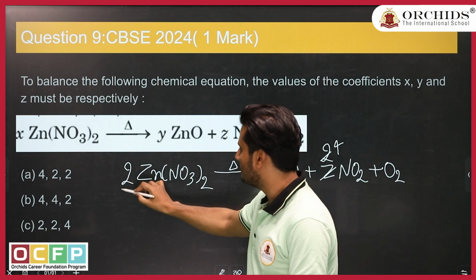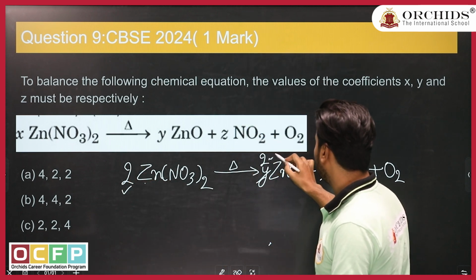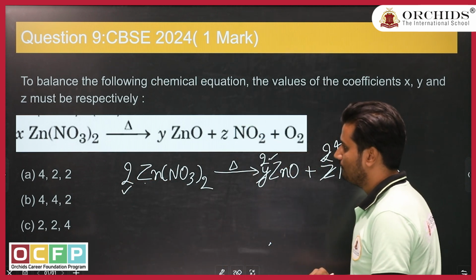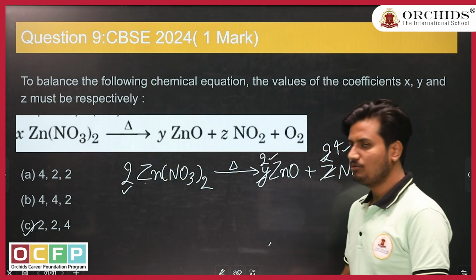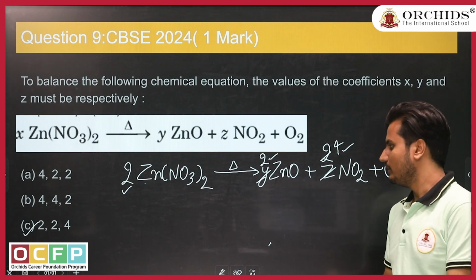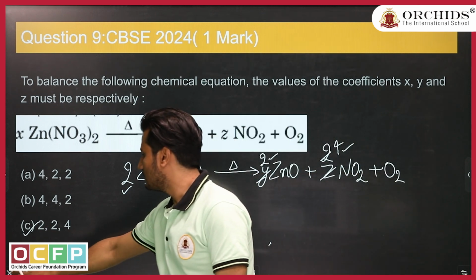So what is the value of x? 2, value of y is 2, and value of z is 4. So which option is correct? Option number C, 2 2 4. Alright. So we will move to our next question.